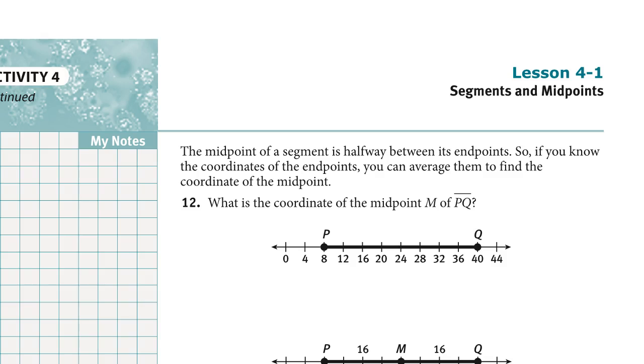Number 12, what is the coordinate of midpoint M? This is at 8. This is at 40. The middle between 8 and 40 is the average of 8 and 40. To average two numbers, you add them together and divide by 2. So 8 plus 40 is 48, and 48 divided by 2 is 24. I think the midpoint is right there, and I hope that visually you agree that that looks like the midpoint. I'm going to pause this for you to copy down this example problem.